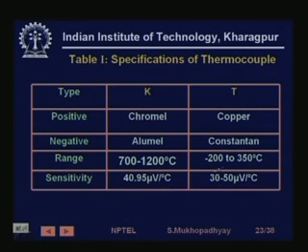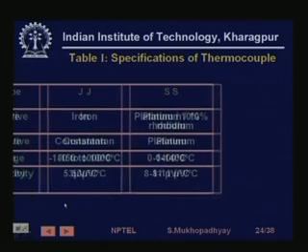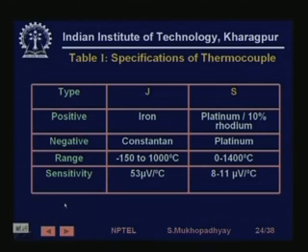has the only problem that the range is lower, basically because copper gets oxidized and corroded beyond this, and there is also some variation in the sensitivity. So the sensitivity is not constant, which means there is some amount of non-linearity there. Similarly, you can have iron constantan, which is type J. You see the large range and the good sensitivity.